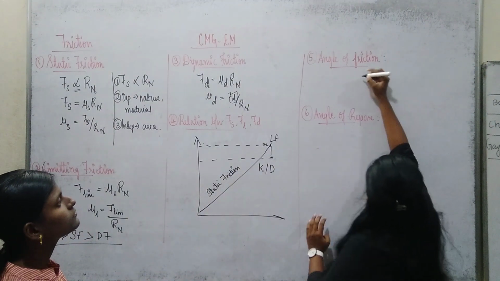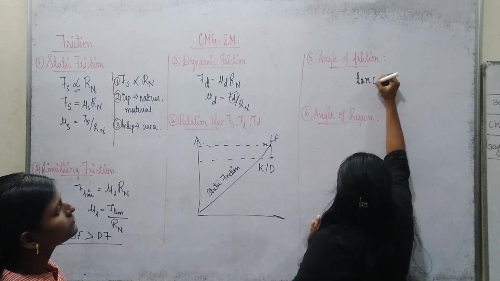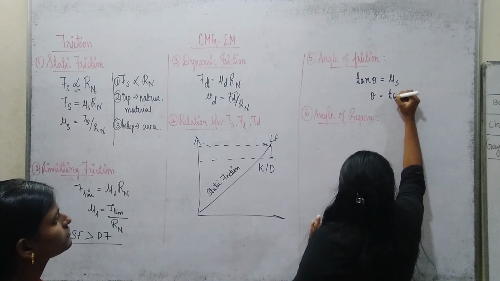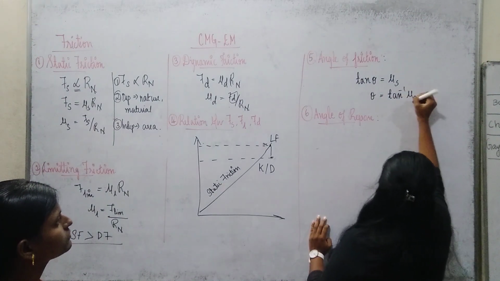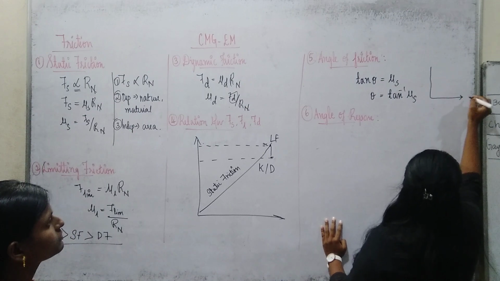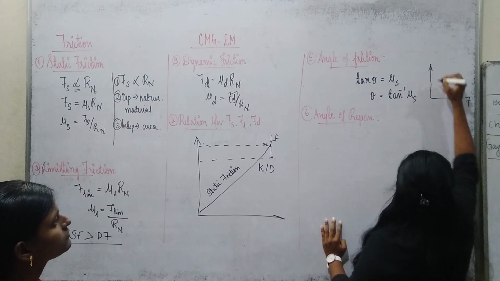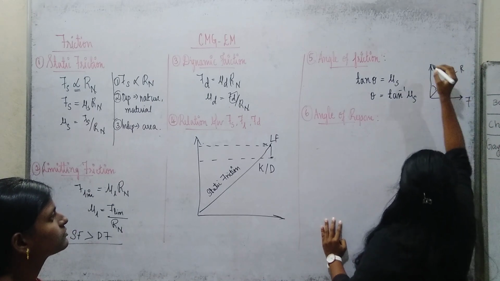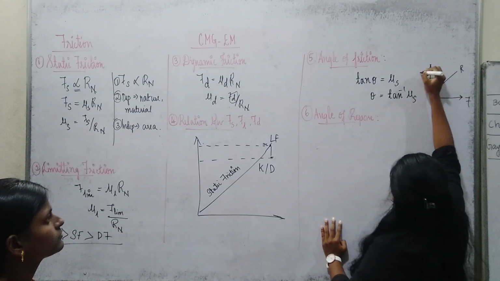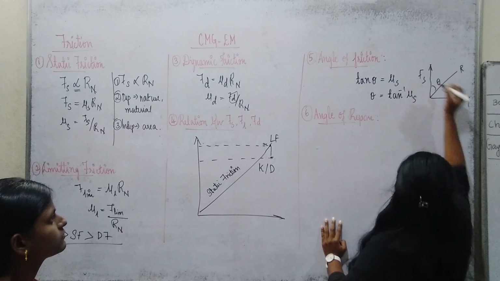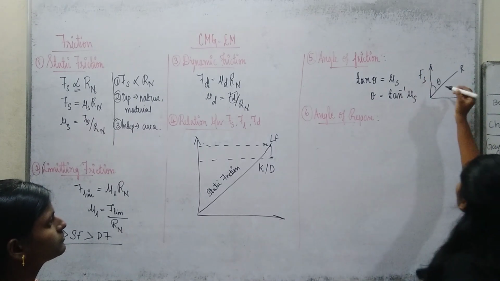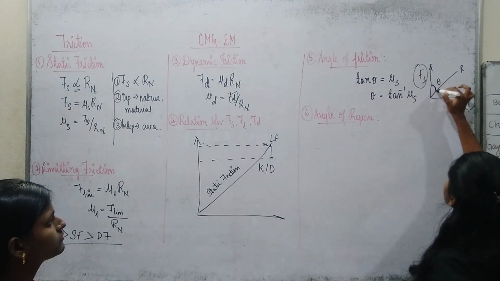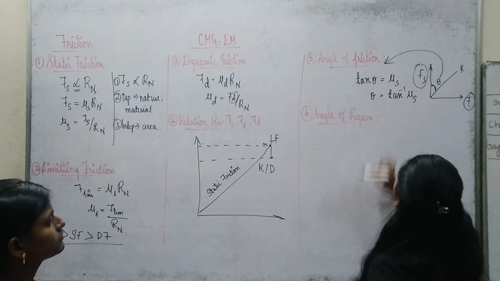is the angle of friction, that is tan theta is equal to mu s, theta is equal to tan inverse of mu s. So this is the angle between the static friction and the applied force. The angle between the resultant of both the static friction and the applied force will be theta and that is called the angle of friction.